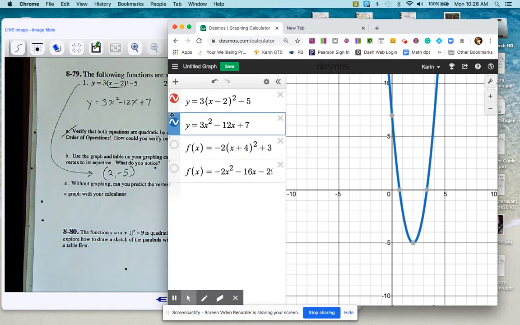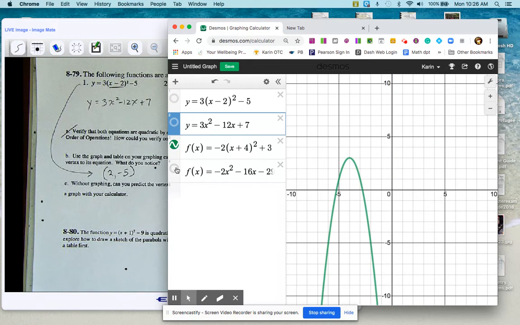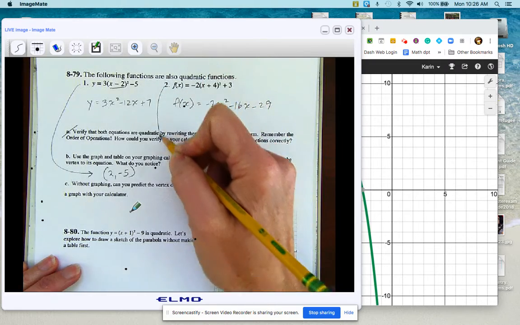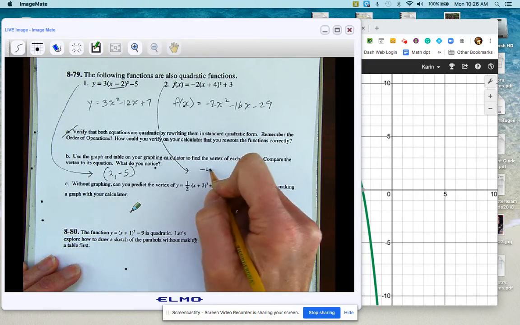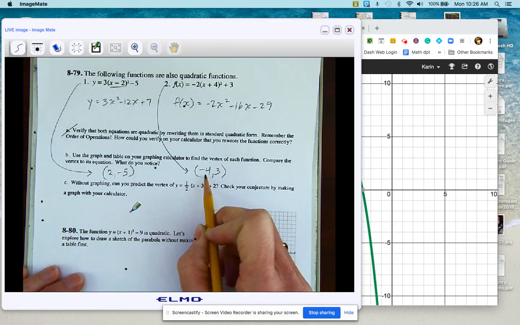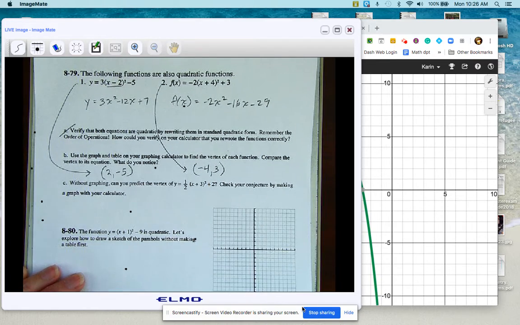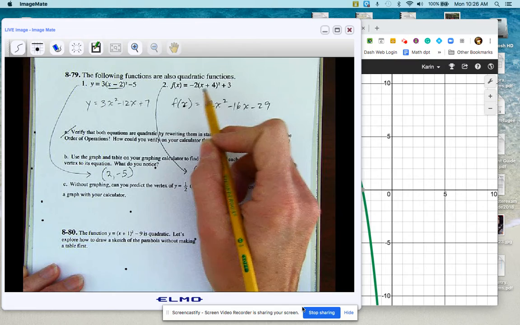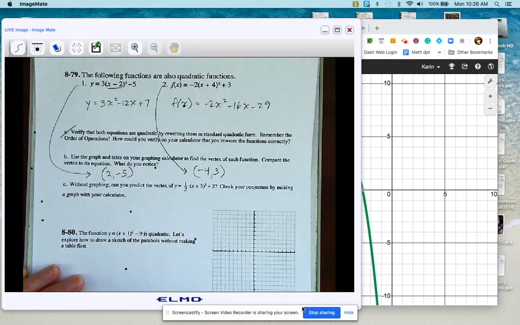Okay, so let's go ahead and take a look at that. I'm going to turn this one on. Okay, where is the vertex? It's right here at negative 4, 3. So the vertex of this one is negative 4, 3. What's the significance of negative 4? When I make x be negative 4, negative 4 plus 4 is 0. 0 squared is still 0. Times negative 2, that's still 0. And I get 3 as my output.